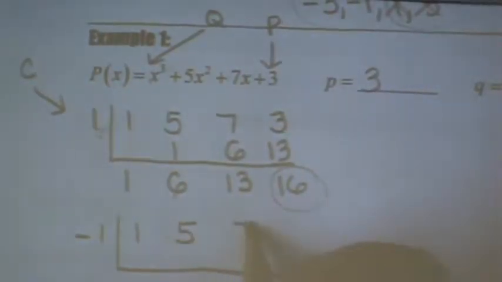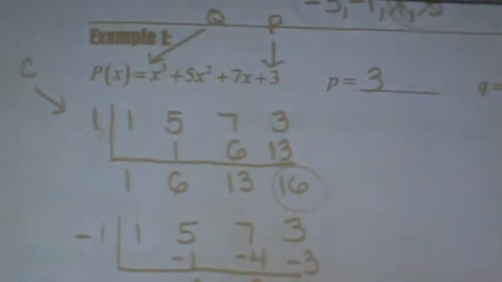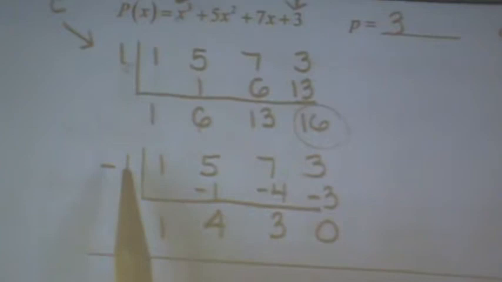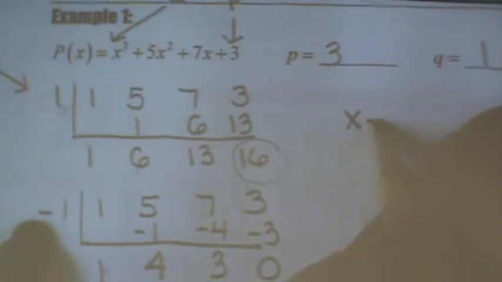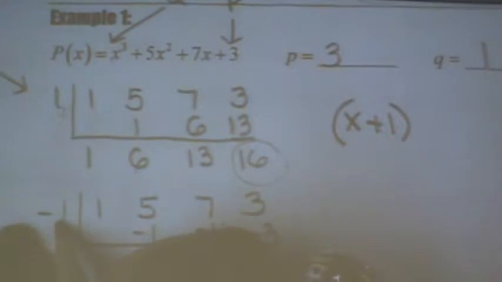-1. We're going to use 1, 5, 7, and 3 again. Bring down the 1. -1 times 1 is -1. Add. Multiply, you get -4. Add. Multiply, and guess what we got? A 0. So -1 is a 0. If I wanted to write this in factored form, I'm going to take the opposite of this and write x plus 1, because -1 is a 0. So if the 0 is -1, in factored form it's x plus 1.